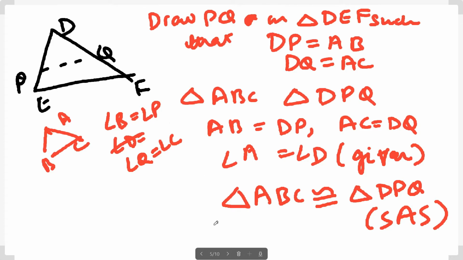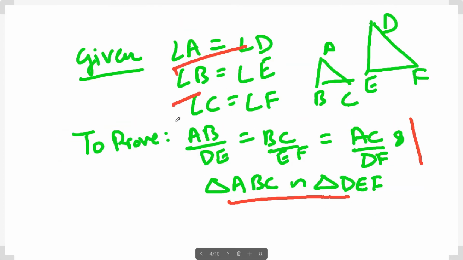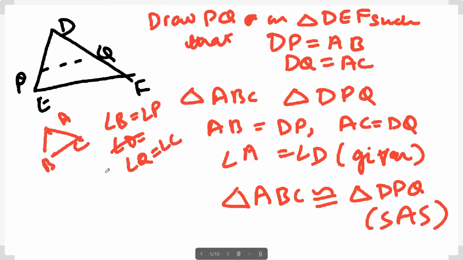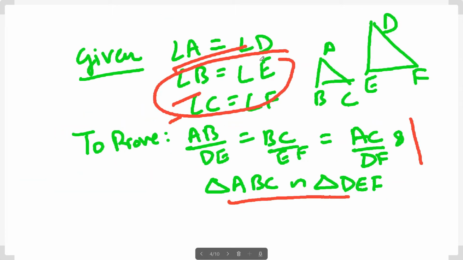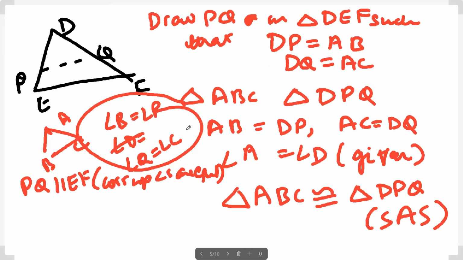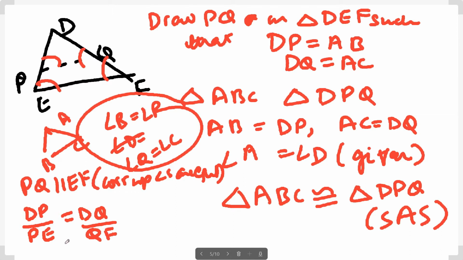We know angle B is equal to angle E, and angle C is equal to angle F. So it implies PQ is parallel to EF, because corresponding angles are equal. Looking at this and looking at this, we can conclude PQ is parallel to EF. How? Because this angle is equal to this and this angle is equal to this. Now if this is parallel to this, what does it mean?